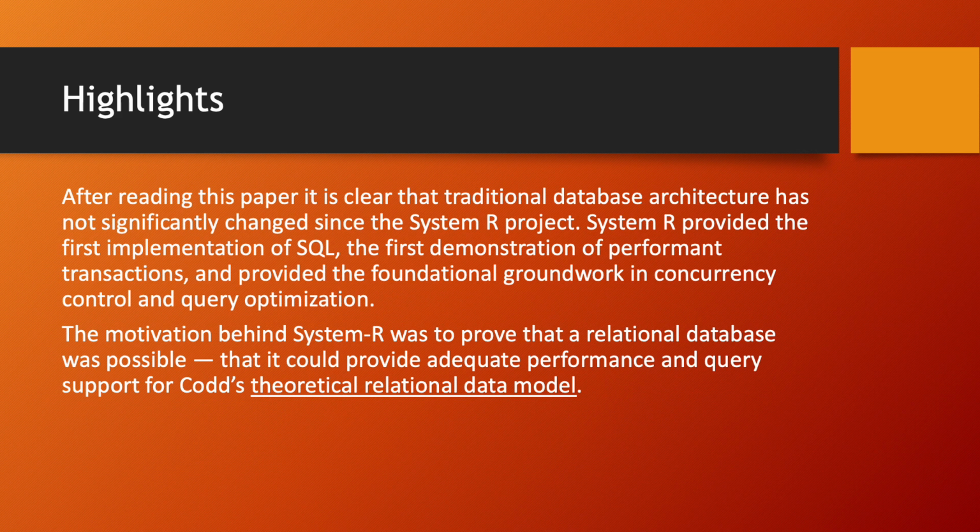After reading this paper, it is clear that the traditional database architecture has not significantly changed since the System R project. System R provided the first implementation of SQL, the first demonstration of performant transactions, and provided the foundational groundwork in concurrency control and query optimization. The motivation behind System R was to prove that a relational database was possible, that it could provide adequate performance and query support for Codd's theoretical relational data model.